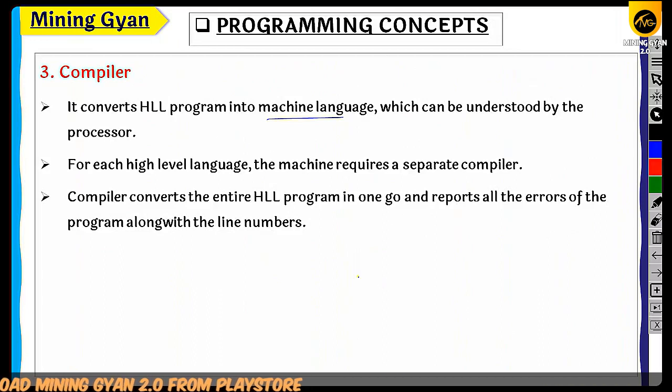So wherever there is an error, it skips that error and moves ahead. So this is the advantage of the compiler as compared to the interpreter.